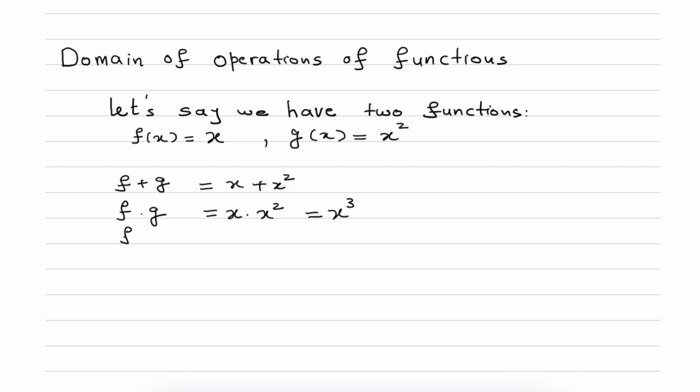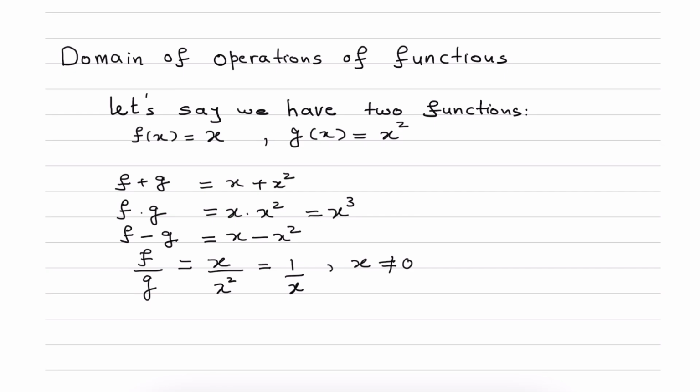We can subtract two functions, just as when you subtract two numbers, which in this case would be x minus x square. And you can divide the two functions as well, just like you divide two numbers. In this case it would be x over x square, and if we simplify it, it becomes 1 over x, and we will have to say that here x should not be equal to 0, otherwise it will generate 0 in the denominator and it will make our f over g undefined.